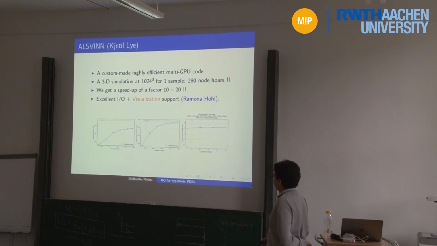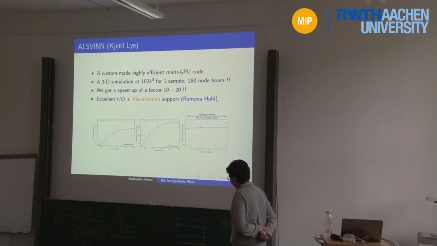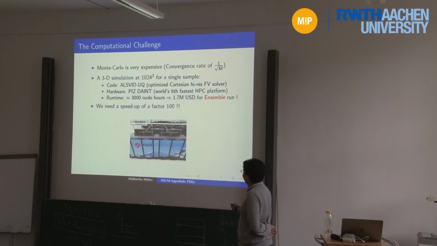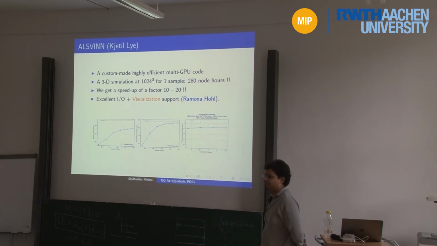I have a PhD student who's just finishing now, Shepin Lie. He realized very quickly that the reason why we are slow on this machine is because our code is CPU based. The bulk of the computing power of this machine comes from GPUs. So you have to translate the CPU code to a GPU one, but it's not so easy to do a multi-GPU code, particularly in 3D. But he wrote one all by himself, and it's custom made, highly efficient.